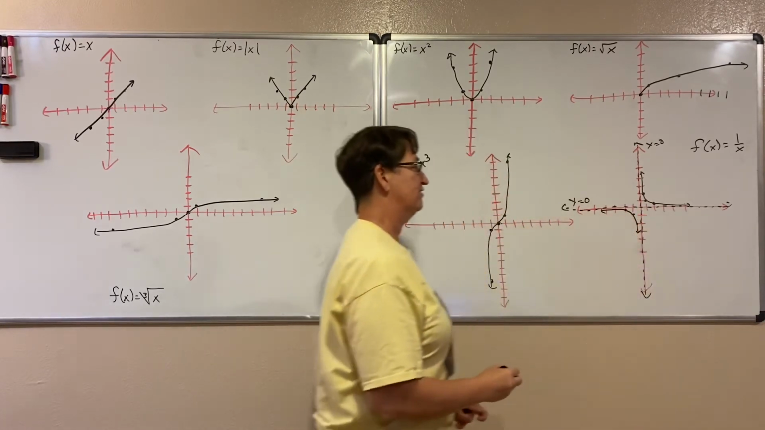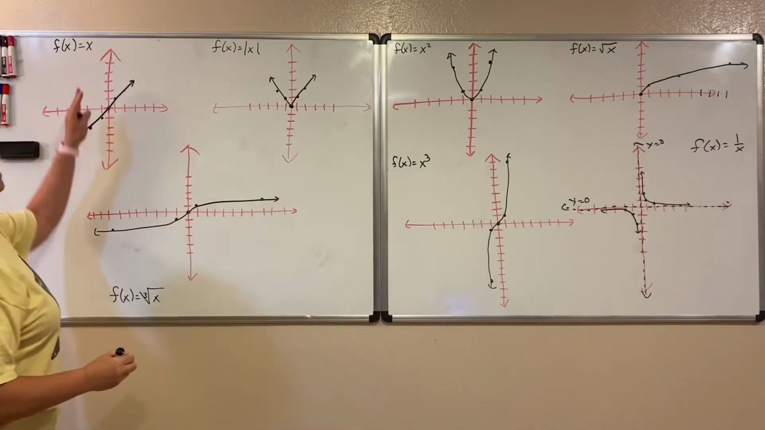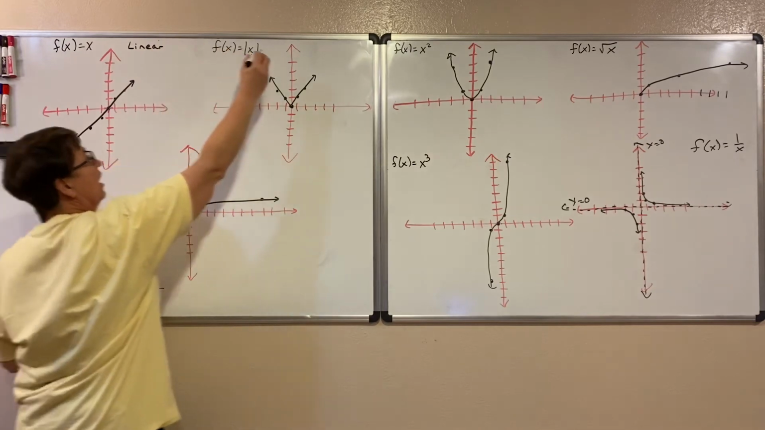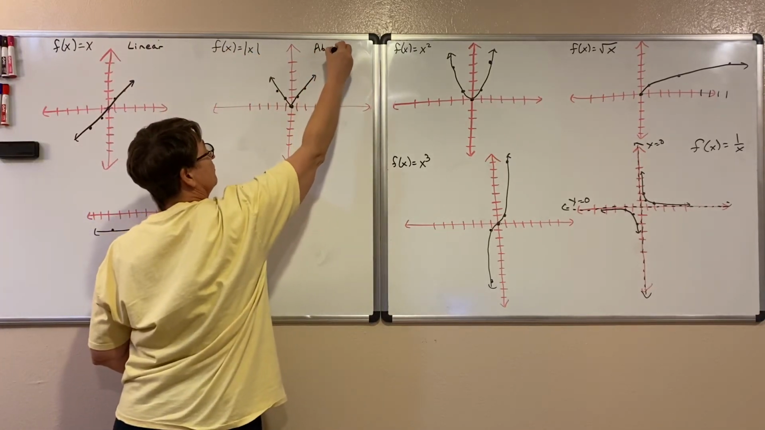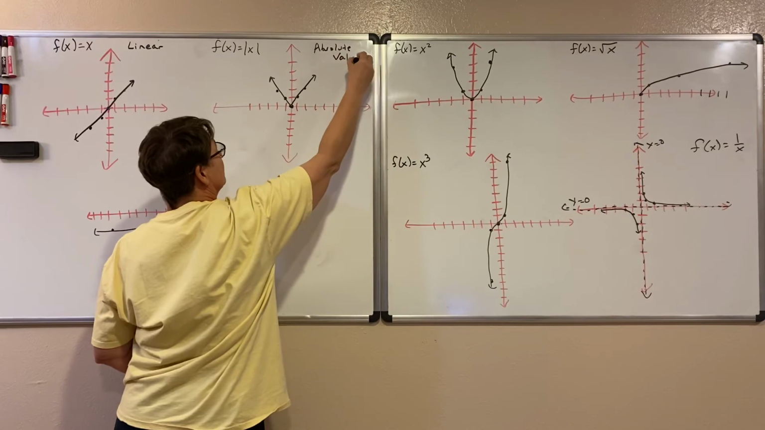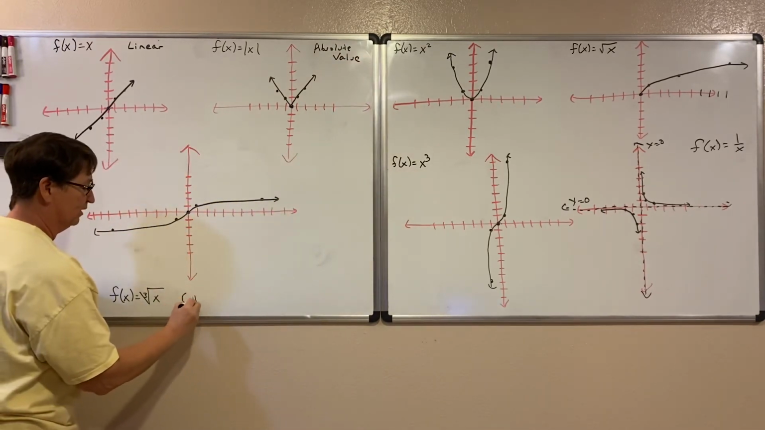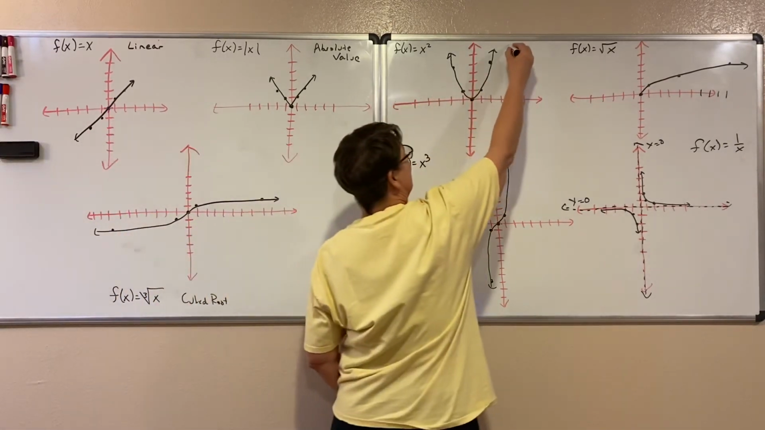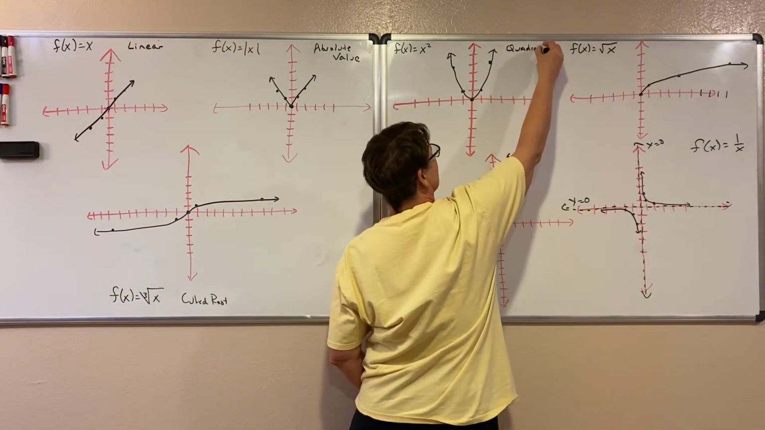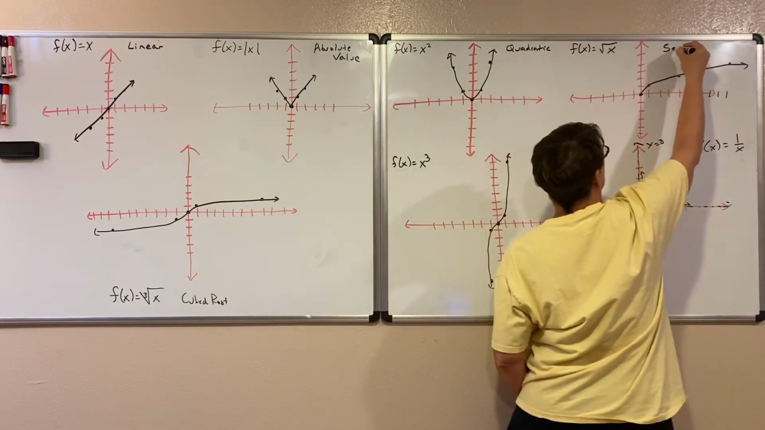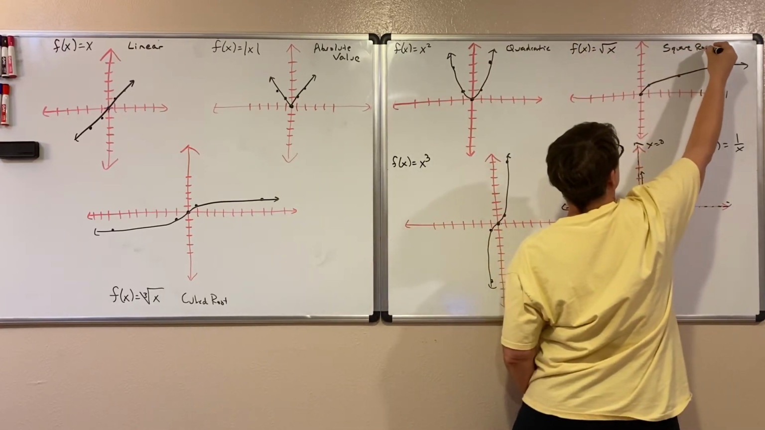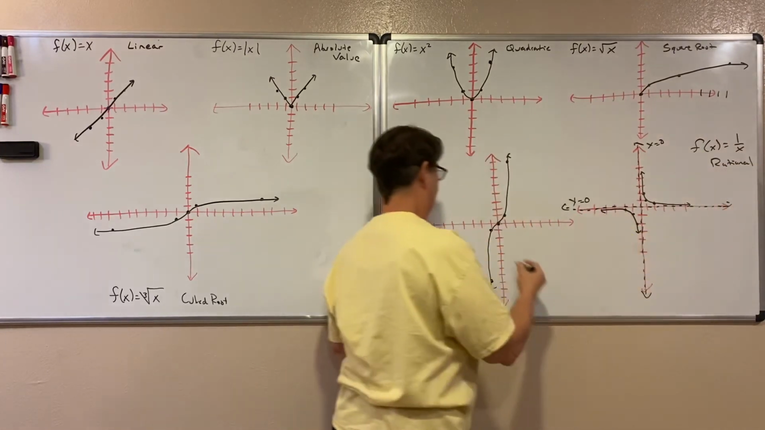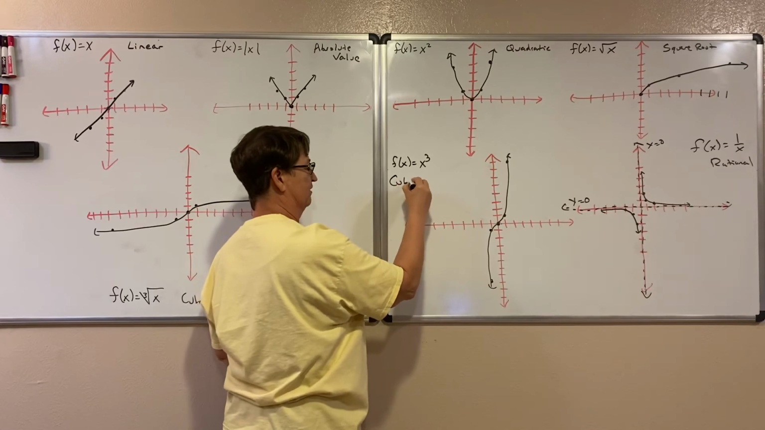So once we get the points down, then what we want to do is go back, and if we have extra time before we get to the 5 minutes, let's maybe name each one of them. This is absolute value. This one's the cube root. Here is my quadratic. And there's my square root. My rational, and this one is the cubic function.